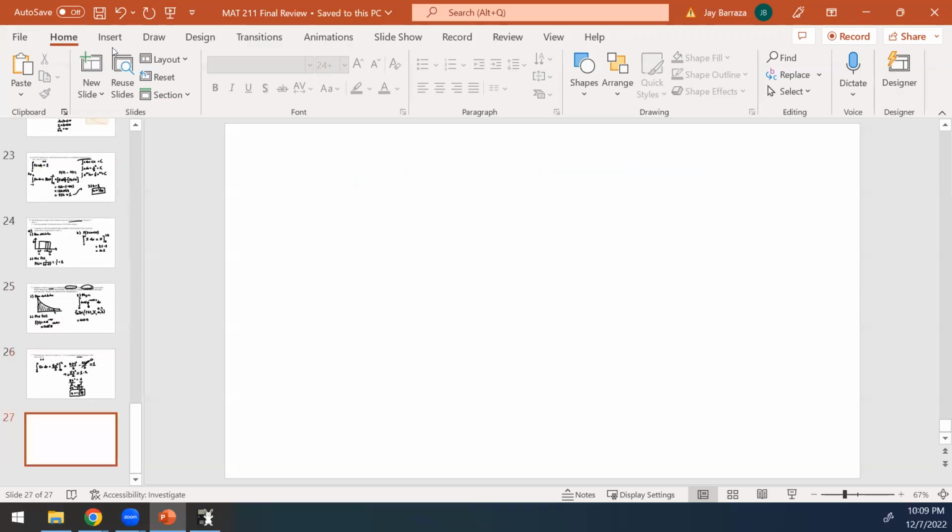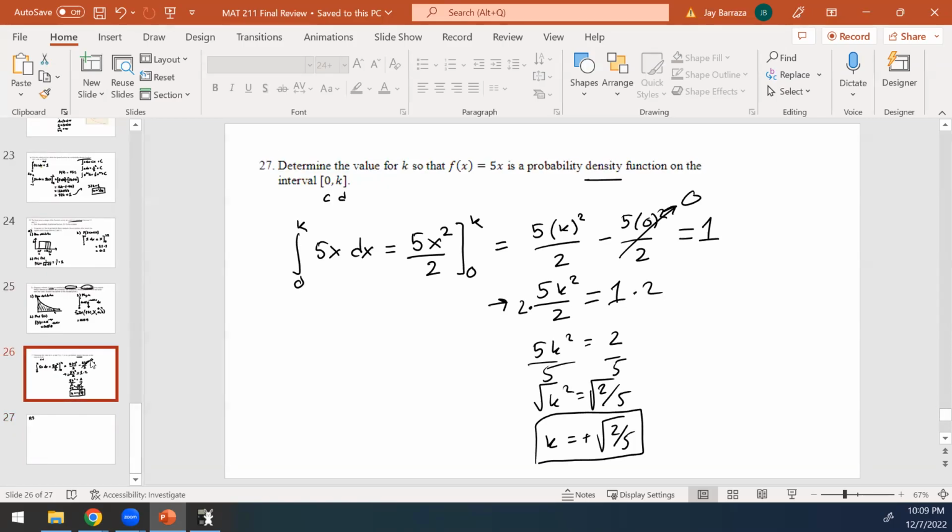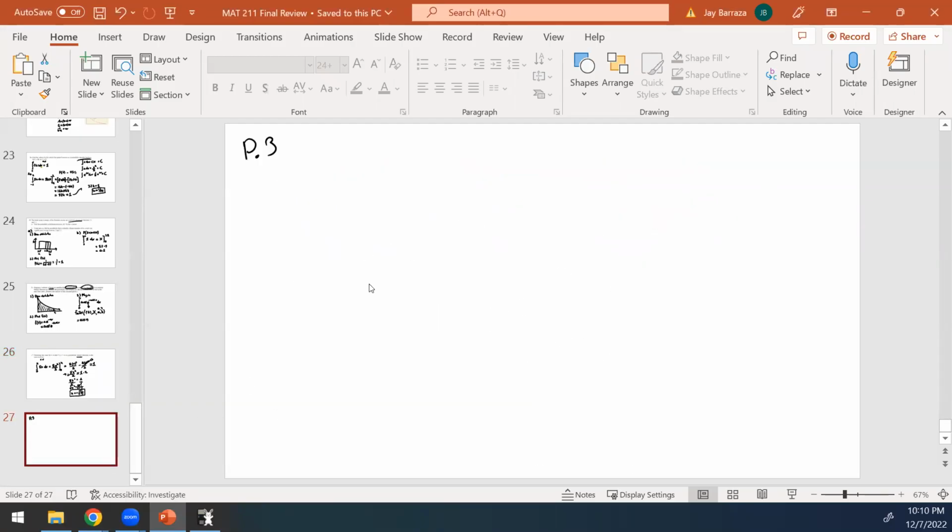Now P3. Does anyone need more time with that slide? I might be going too quickly just because it is getting super late, so I'm going to make sure I don't run out of time. All right, I'm just going to pause for a moment. So P3 is the same thing, really. It's just the expected value, the variance, and standard deviation of a density function.